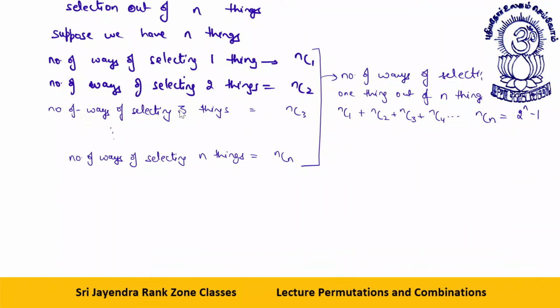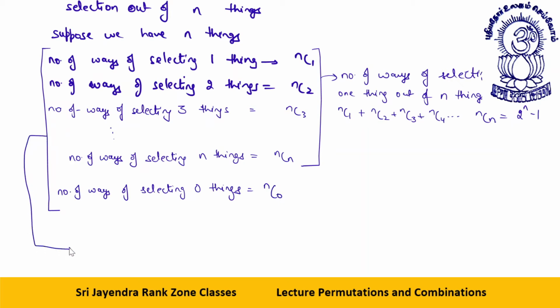See, let me take a red pen for a minute. If to this group, I add one more case, the number of ways of selecting zero things, that will be NC0. Here I am taking all these cases from 0, 1, 2, 3 up to n. For selecting at least one thing, I am taking 1 to n. This value I am saying is 2 raised to power n minus 1. I will explain how it comes.